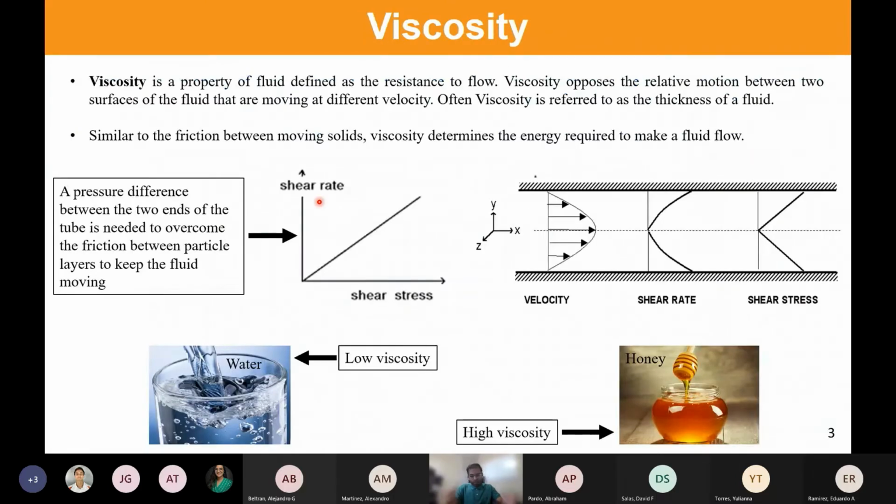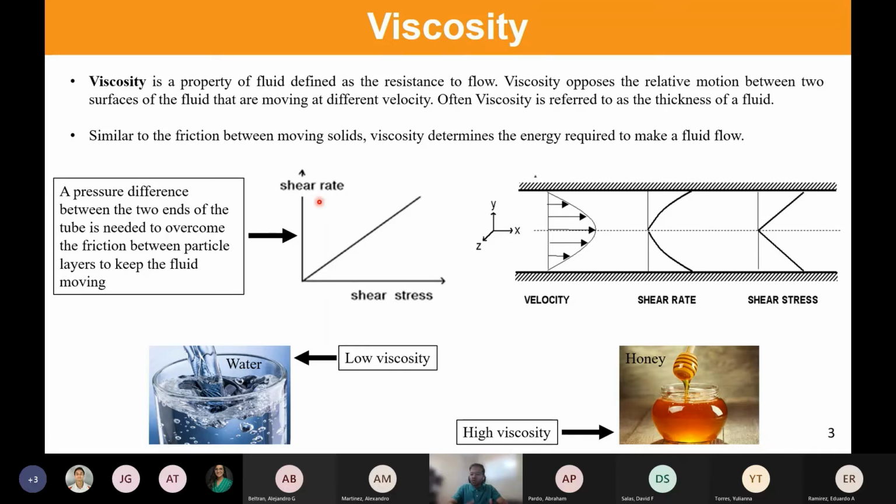And as one of you already answered what viscosity is, it's a property of a fluid that is defined as the resistance to flow. Meaning, if you want to move a fluid from point A to point B, you need to apply some force. You need to work against some resistance, and that resistance is viscosity.